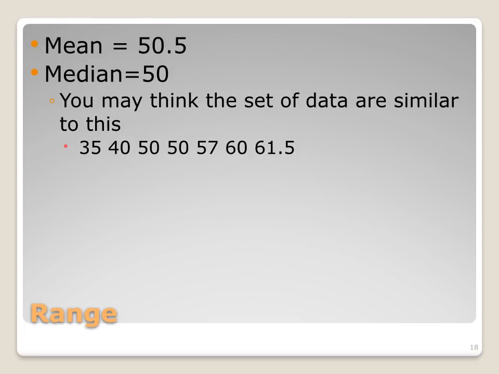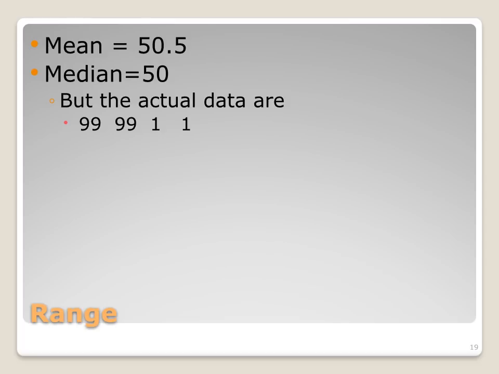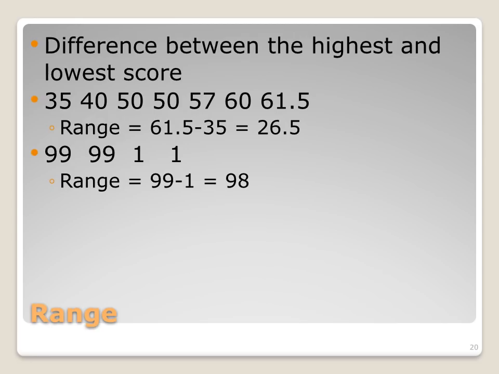So each time we're adding on some additional descriptive statistic, we're allowing people to see more specifically how our data set is represented. So in this case, with our mean of 50.5 and our median of 50, the actual data could be something more like this. So we describe the range as the difference between the highest and lowest scores.